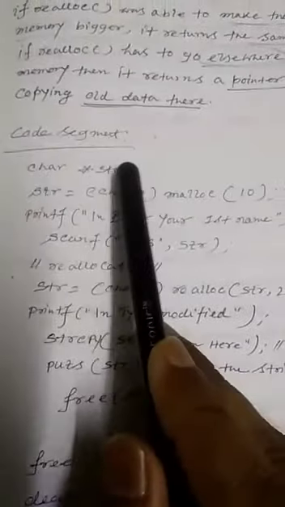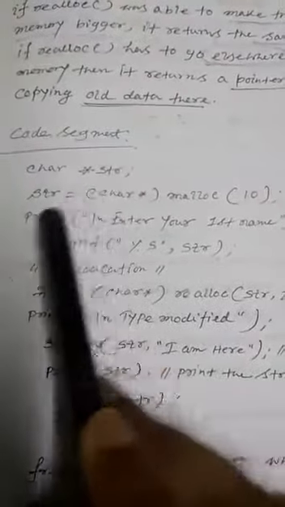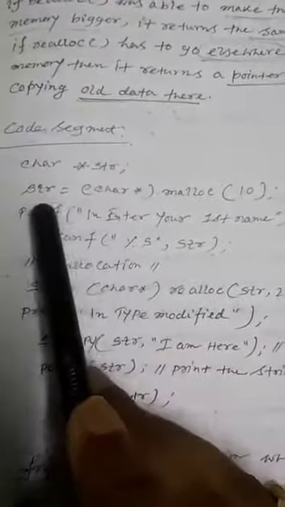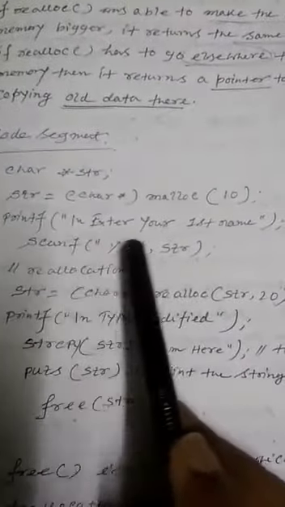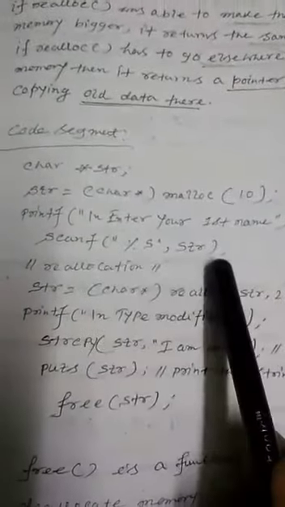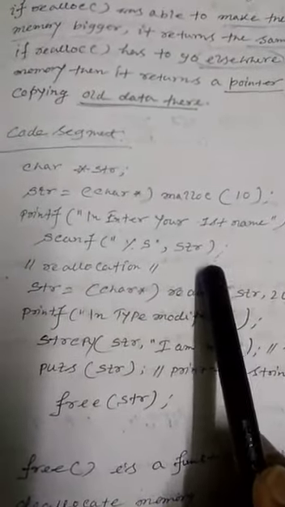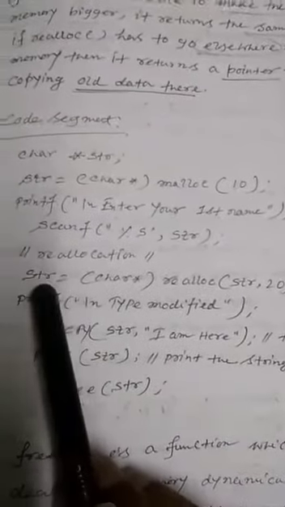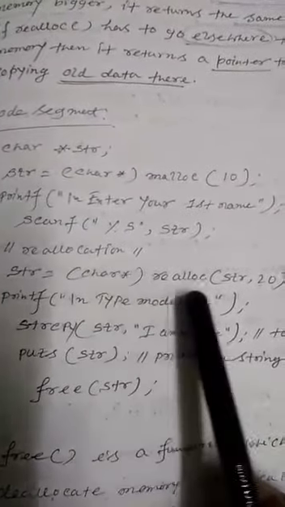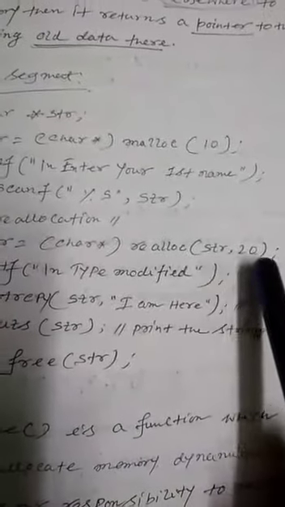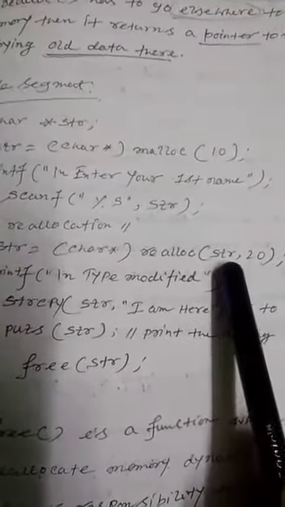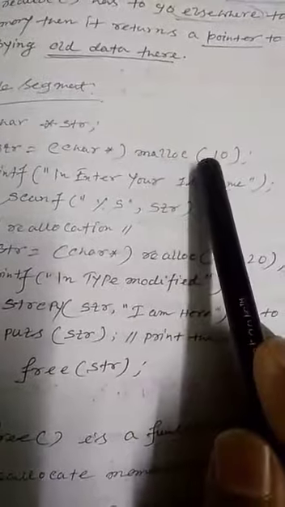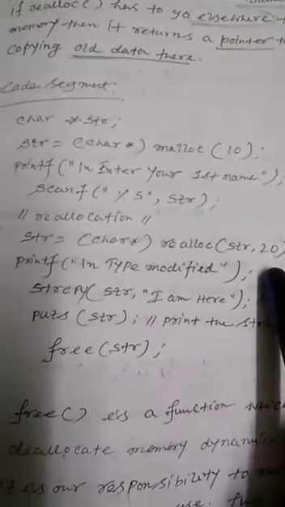So the code segment is like this: char *str, that means we are declaring a character pointer, and through malloc we are generating a block of memory. Now printf enter your first name. I am scanning the first name here, and now using the realloc function we are increasing the size: str = (char *)realloc(str, 20). That means previously that was 10 bytes, now it is going to 20 bytes.